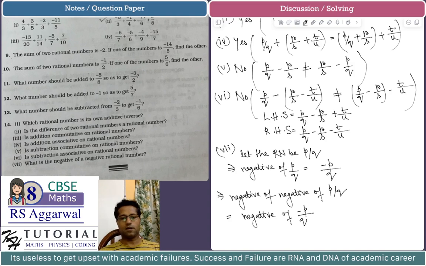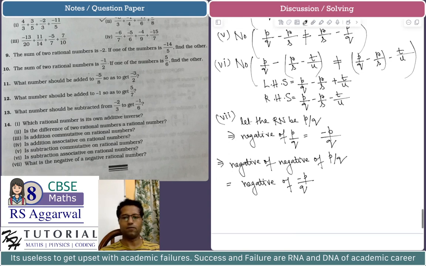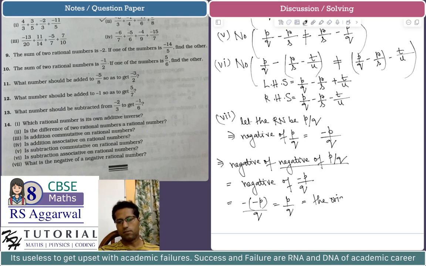So we have to find the negative of negative P by Q. So negative of negative P by Q is equal to negative of minus P by Q. Why? Because negative of P by Q is minus P by Q. So what is the negative of minus P by Q? This is basically P by Q, equal to the original rational number. So the negative of a negative rational number is always the original rational number.